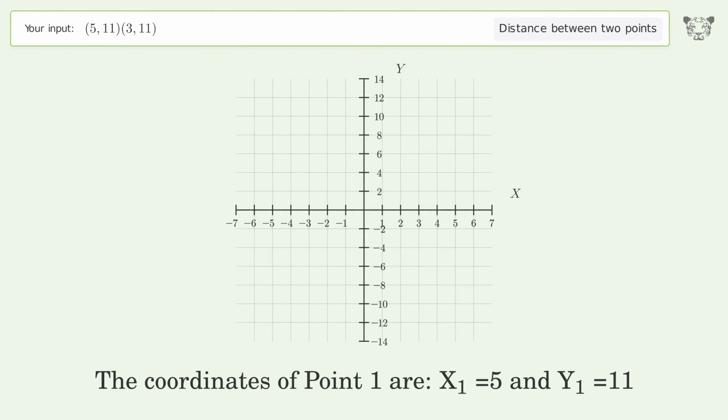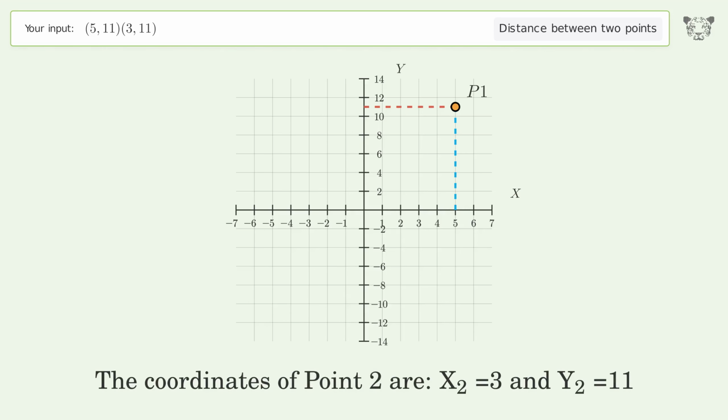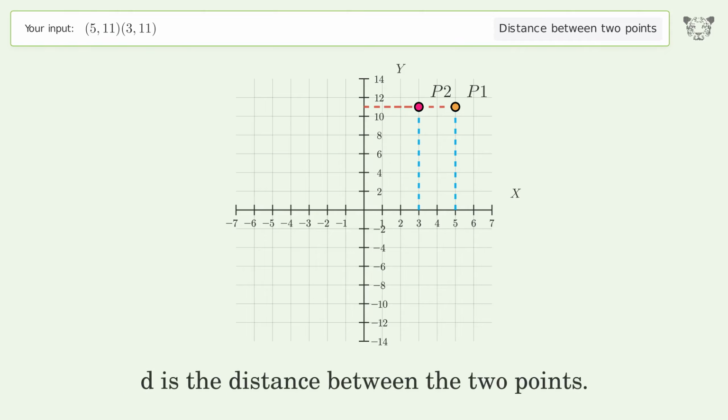The coordinates of point 1 are x1 equals 5 and y1 equals 11. The coordinates of point 2 are x2 equals 3 and y2 equals 11. D is the distance between the 2 points.